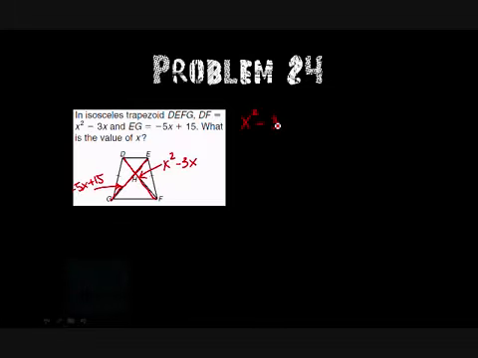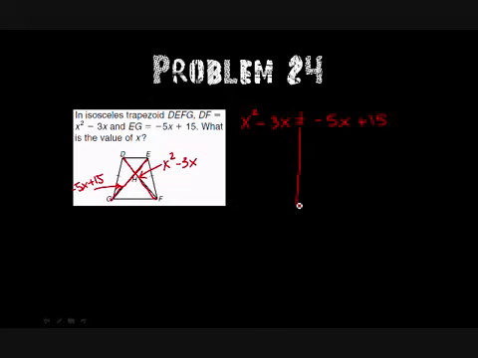So we have x squared minus 3x equals negative 5x plus 15. And I'm going to actually get it so that this side here comes out to 0, and I'll show you why that is helpful in just a second. So I'm going to add 5x to both sides first. So you get x squared plus 2x equals 15, and then I'm going to subtract 15 from both sides.